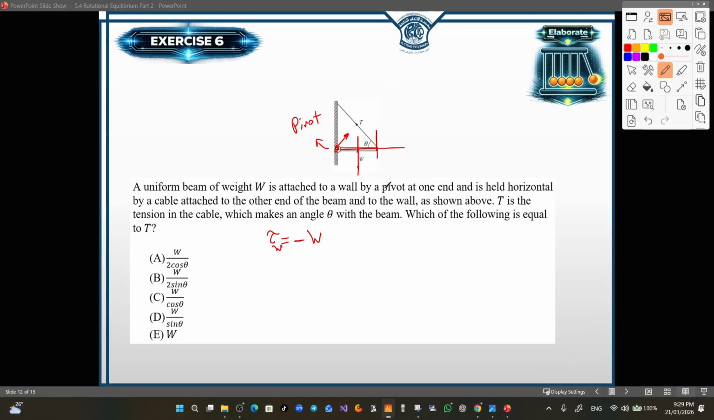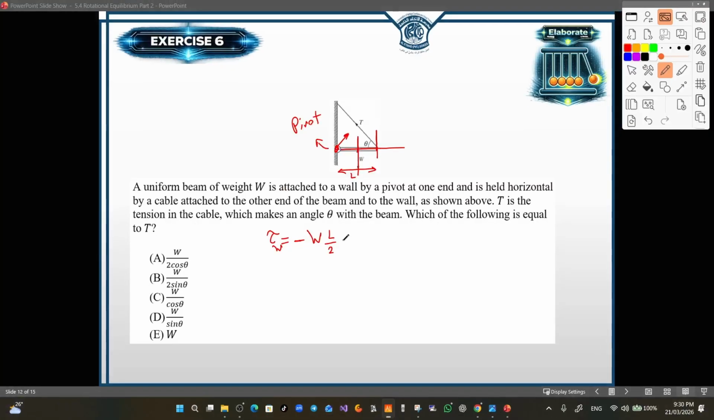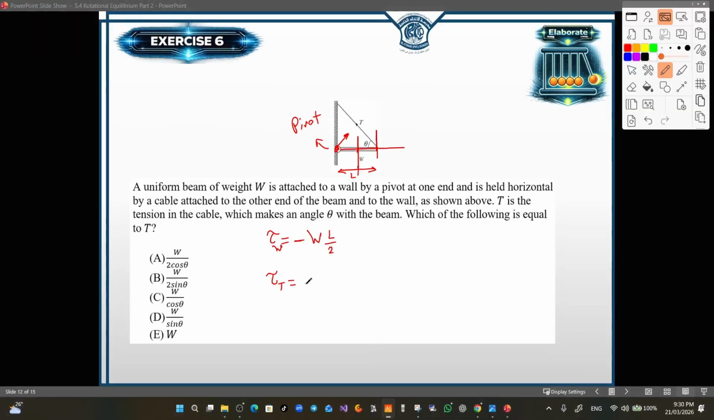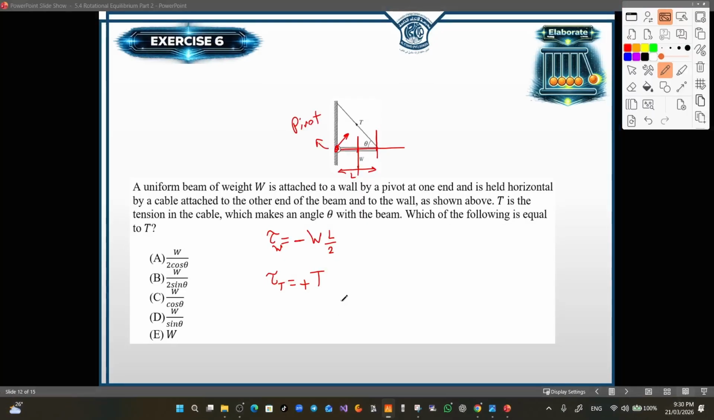And let's assume that the total length of the beam is L. Then this becomes L over 2. Since the line of action of the weight is perpendicular to the radial direction, there is no need to involve the cosine. Now the torque of the tension is equal to, the rotational effect of the tension is in this way. So this is the counterclockwise direction, so you use the plus sign, multiplied by the tension, multiplied by the distance between the point of application of the tension and the pivot.